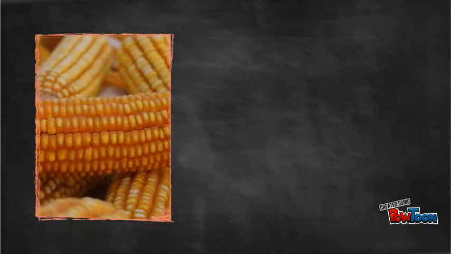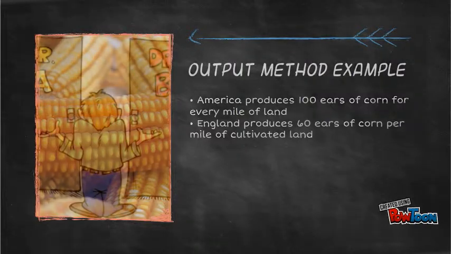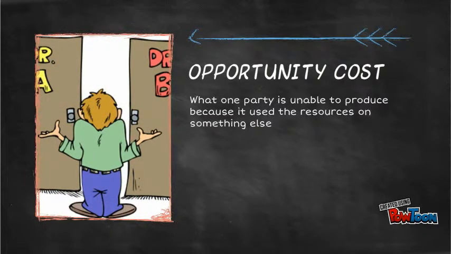And then the output method example is America produces 100 ears of corn for every mile of cultivated land, and England produces 60 ears of corn per mile of land. So that's going by what you produce per the input, instead of just how much you input to get one unit of product.